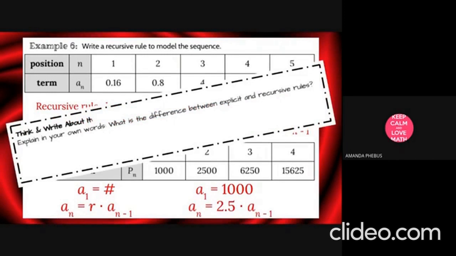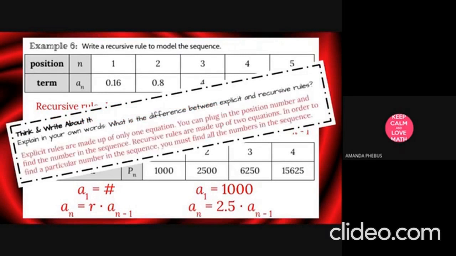Here's what I think. I think explicit rules are made up of only one equation. You can plug in the position number and find the number in the sequence. Pretty easy. That's the strength of an explicit rule. Recursive rules are made up of 2 equations. In order to find a particular number in the sequence, you must find all the numbers in the sequence. So it depends on how far out you're going.